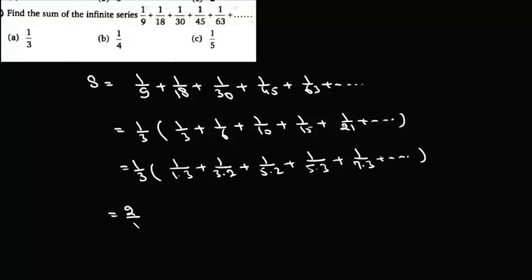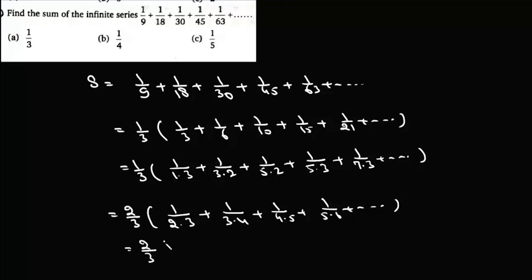So we'll write 2 by 3, and this is 1 upon 2 into 3, 1 upon 3 into 4, 1 upon 4 into 5, 1 upon 5 into 6 up to infinite. So it will be this 2 by 3, and this is 1 by 2 minus 1 by 3, 1 by 3 minus 1 by 4, and this series continues up to infinite. So the answer to this series is simply 1 by 3, and that's your option A.